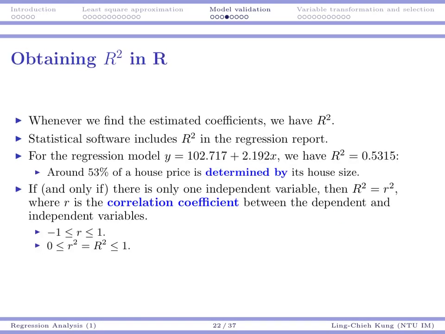So whenever we find the estimated coefficients, then with the formula we introduced in the previous page, we can calculate R-square. So there's no reason for us to do that by ourselves. Statistical software always includes R-square when they generate the regression report. Okay, something we will get for free. So for our best regression model with size as the only predictor, we have R-square to be around 53%. That means around 53% of a house price is determined by its size. Okay, there are other determinants of the house price, but at least house size is pretty important. Okay, so that's something we know.